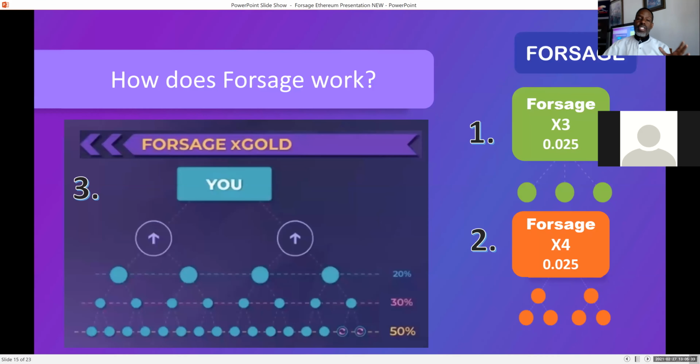Now, let me explain exactly how Foresight works and how you can take advantage of the Foresight smart contract and change your life, change your bottom line, change your financial status. So Foresight has 3 projects. Number 1 is X3.